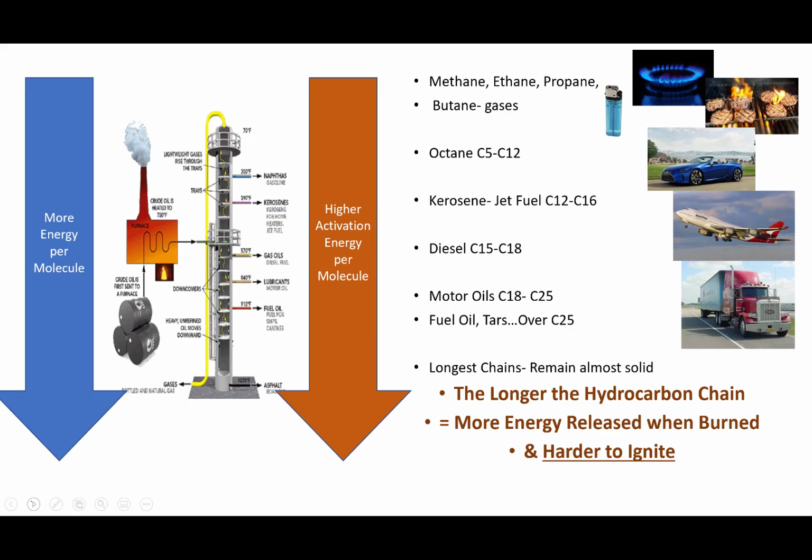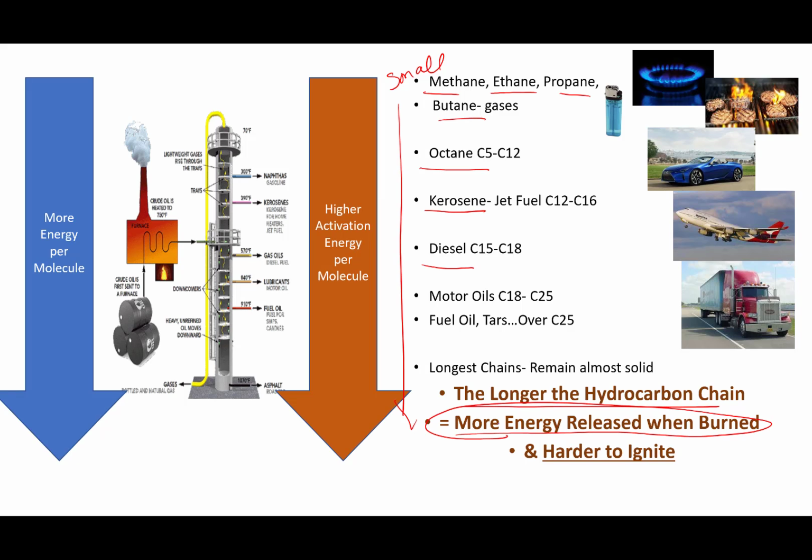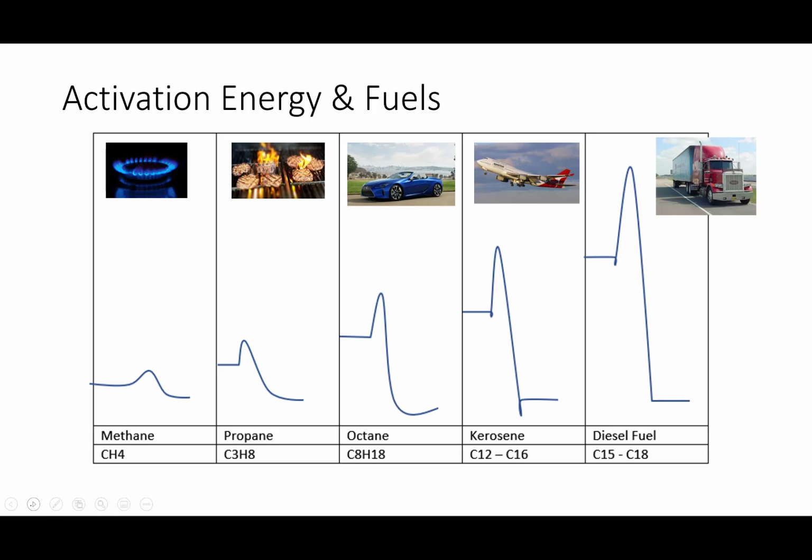We talked quite a bit this week about petroleum and fuels. And remember, we talked about small hydrocarbon chains like methane, ethane, propane, butane. And as you get longer chains, octane, kerosene, diesel, you end up with longer chains that have more energy that is released the longer those chains get. But here's another real interesting part about this. The longer the hydrocarbon chain also means that they are harder to ignite. They have larger activation energies.